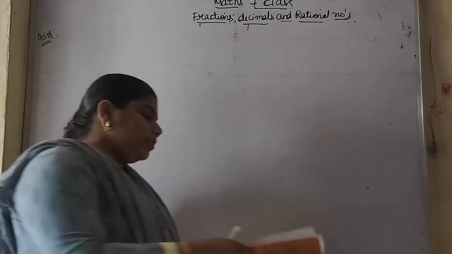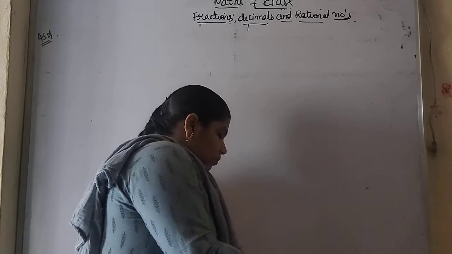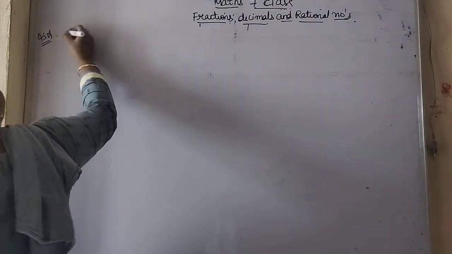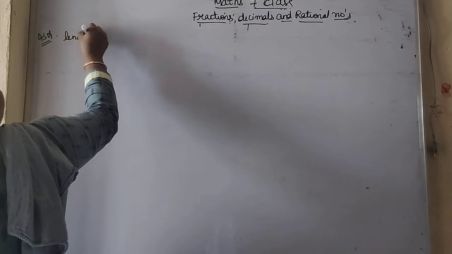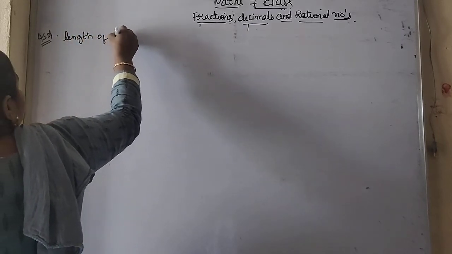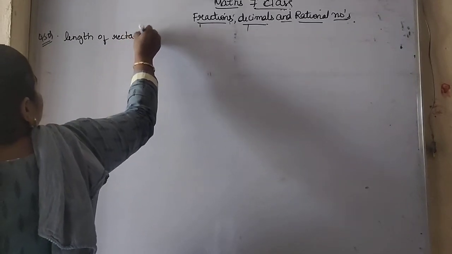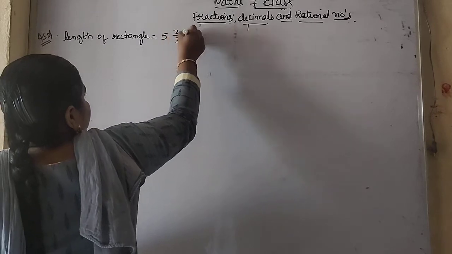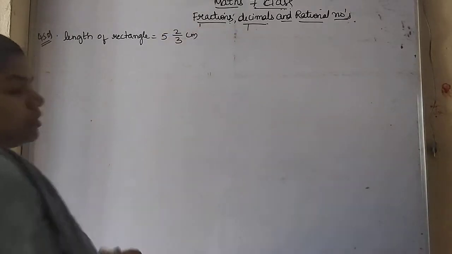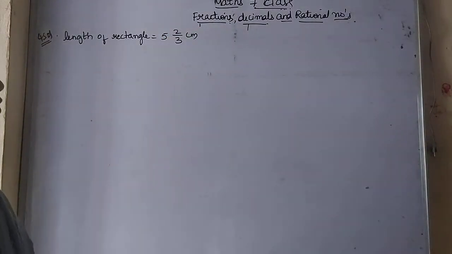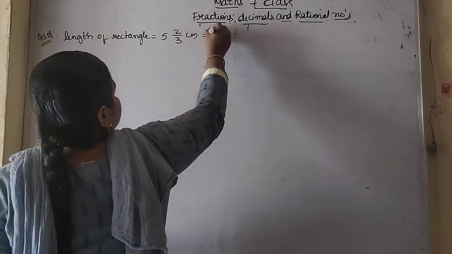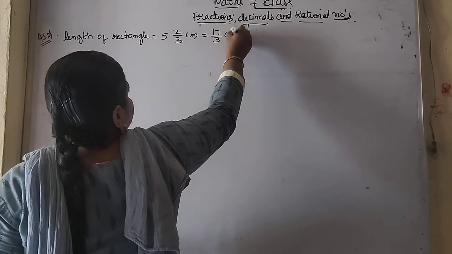We have to find the perimeter value. So what is the perimeter now? They have given the length of the rectangle. The length of the rectangle is how much? 5 2 by 3 centimeters. So here, first convert this mixed fraction into an improper fraction. 3 5s are 15, 15 plus 2 will be 17. So it will be 17 by 3 centimeters.